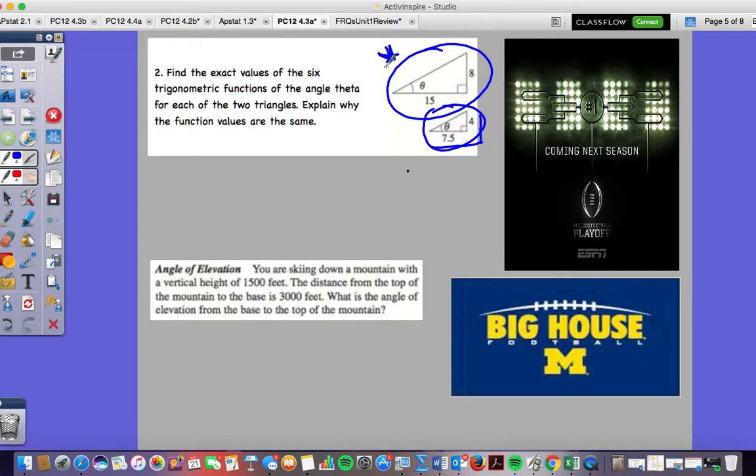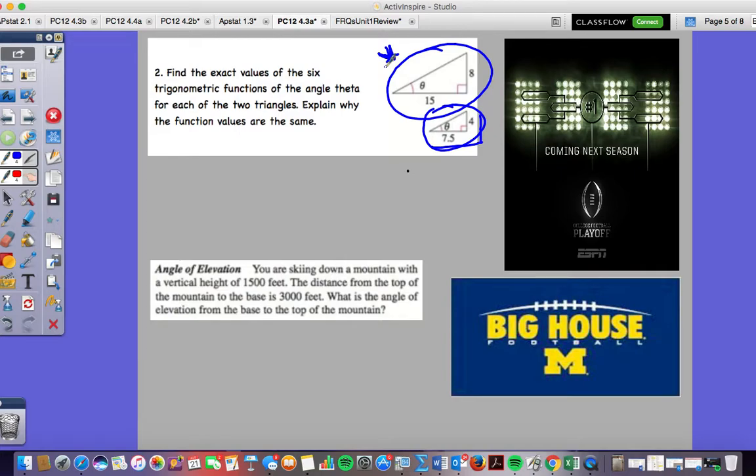Y'all feel pretty good on this one? Okay. Did you understand the difference between SOHCAHTOA and the unit circle? I would say that yesterday's stuff, I did do a podcast on it. If you have questions, let me know, because that was a little bit heavy. Okay, I'll watch the podcast, and then if I need to, I'll text you. Perfect. Sounds great.